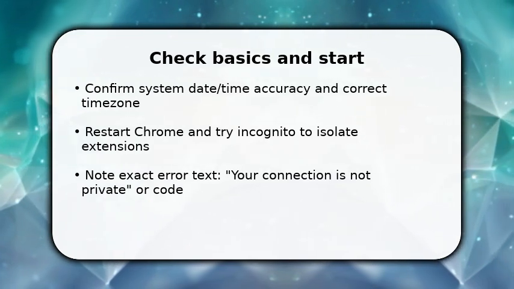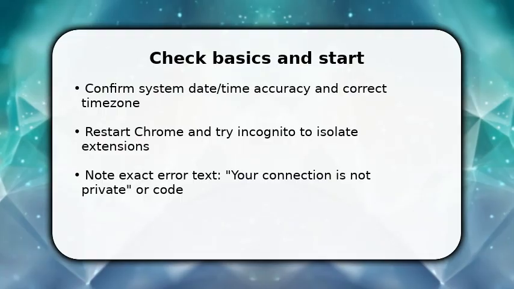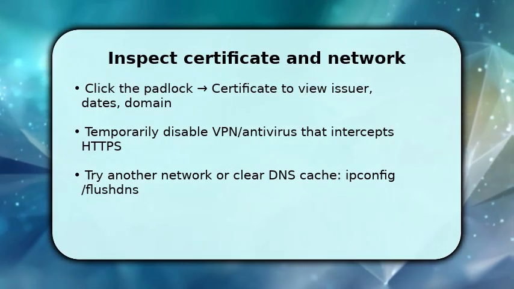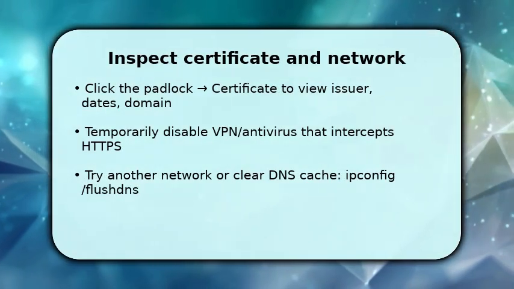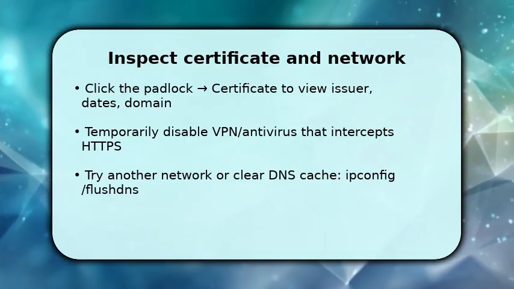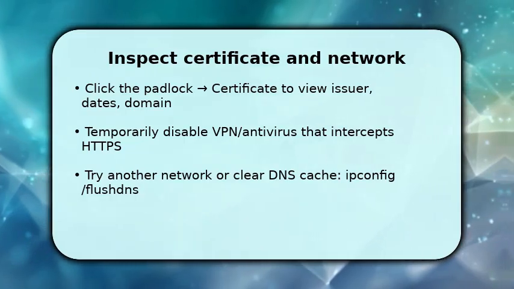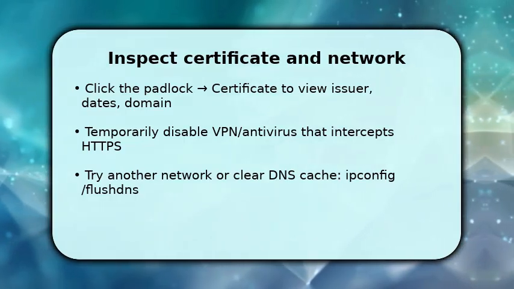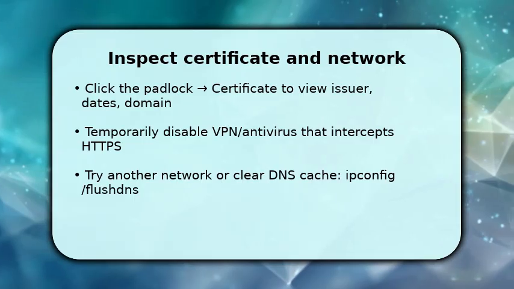You now inspect the certificate chain to find the root cause. Click the padlock, view the certificate, and check issuer, validity dates, and domain match. If a corporate VPN or antivirus intercepts HTTPS, disable it briefly because they can present a private certificate.